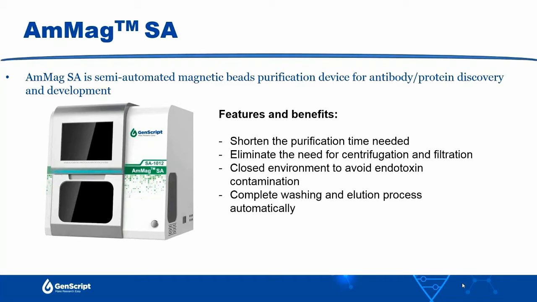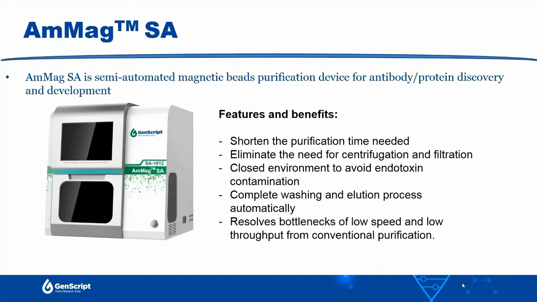The MagSA allows for automatic washing and elution steps, which saves you time and labor. So with all of this, the MagSA resolves bottlenecks faced by scientists using column-based purification methods, which are basically low speed and low throughput. So in sum, the MagSA saves you time and labor.